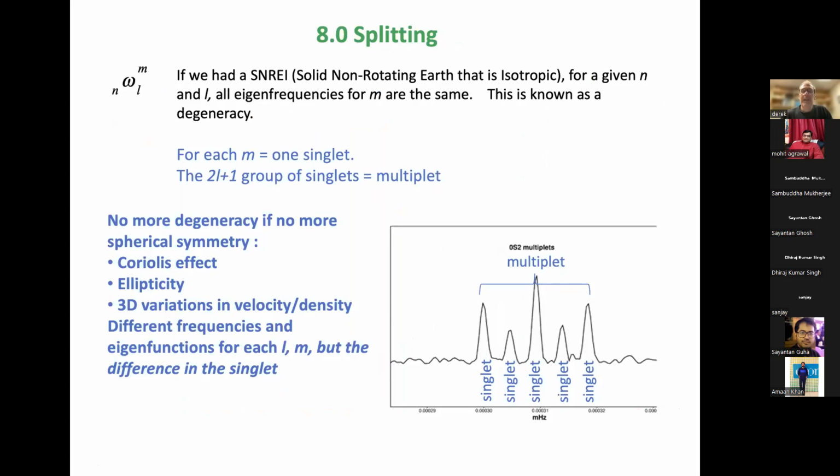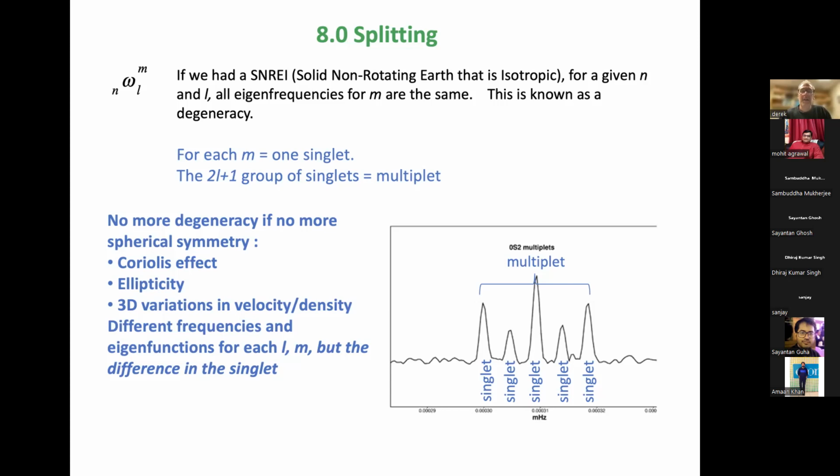So if we had a solid, non-rotating, isotropic Earth, for a given N and L, all eigenfrequencies for M are the same. So this is known as degeneracy.